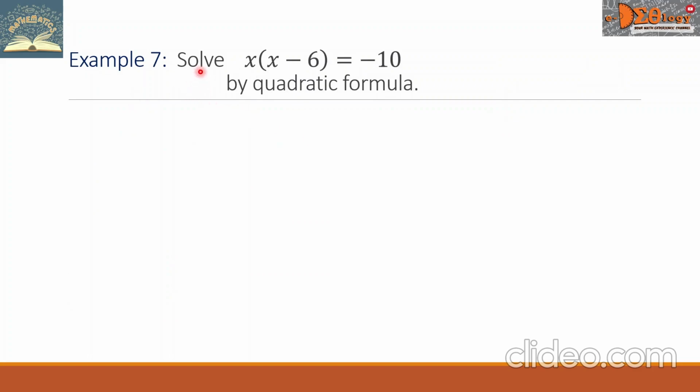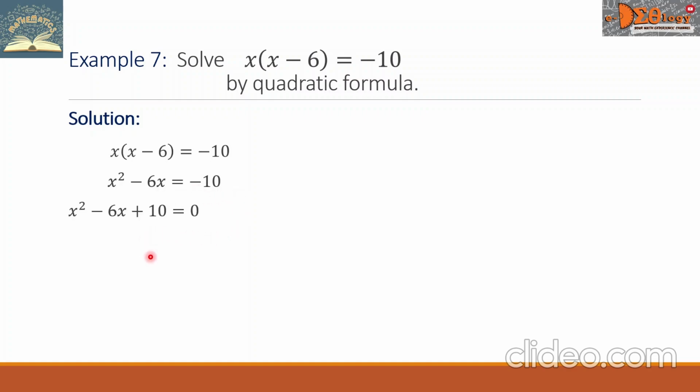Example 7. Solve x times x minus 6 equals negative 10 by quadratic formula. First, let us simplify the left-hand side. This x is multiplied to the binomial. So we have x squared minus 6x equals negative 10. Then we transpose the negative 10 to the left. So we have x squared minus 6x plus 10 equals 0. Let us solve now for x using our quadratic formula.